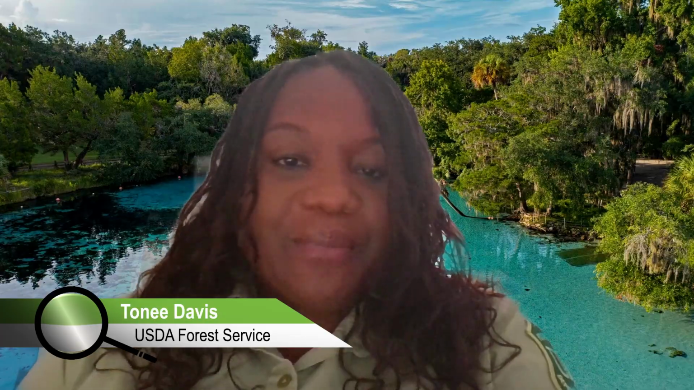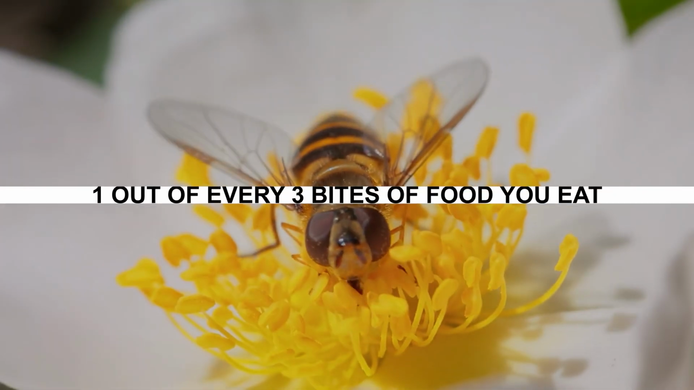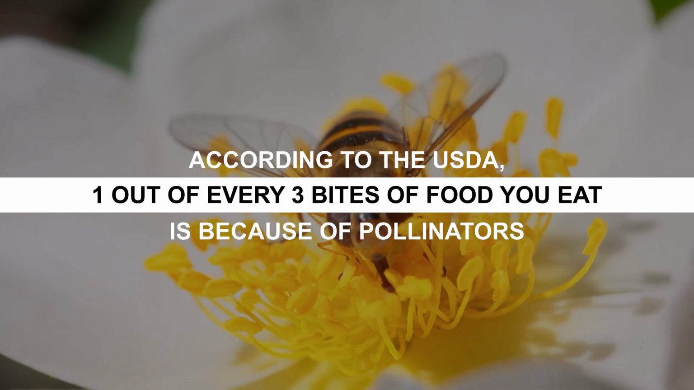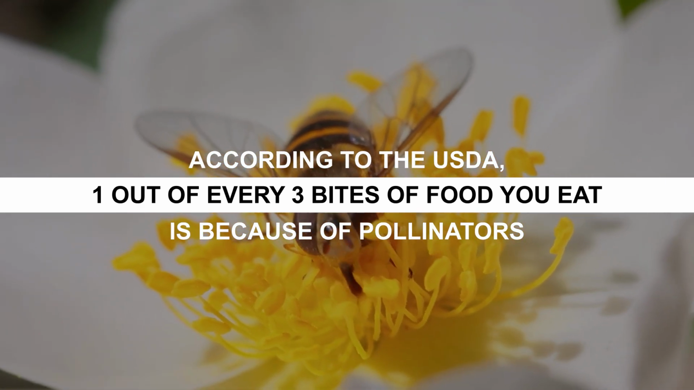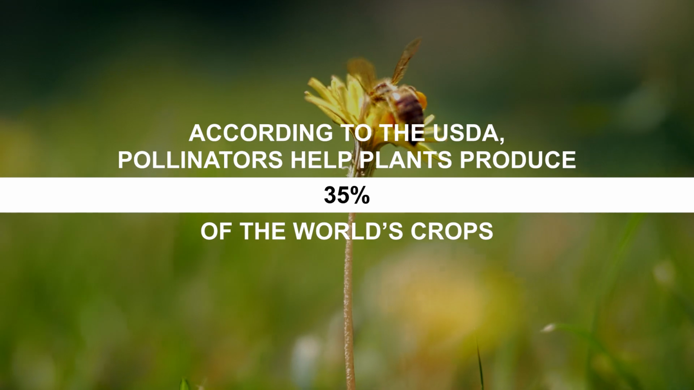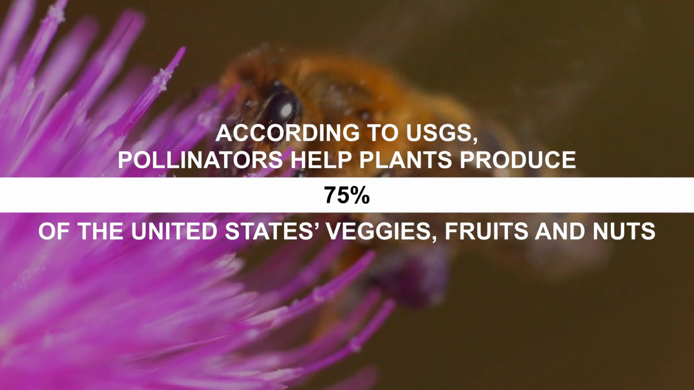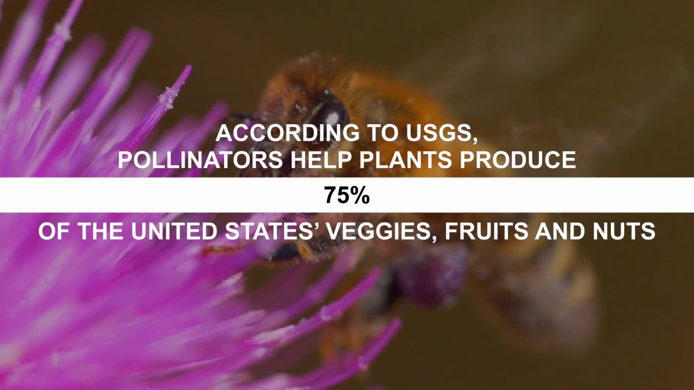We need our pollinators. Yes, we need them to help us grow food. In fact, according to the United States Department of Agriculture, 1 out of every 3 bites of food you eat is because of pollinators. That's because they help produce about 35% of the world's crops. And here in the United States, they help produce about 75% of our veggies, fruits, and nuts. Still think insects aren't cute? Well, maybe you do, but you probably don't want them to go too far away, right?